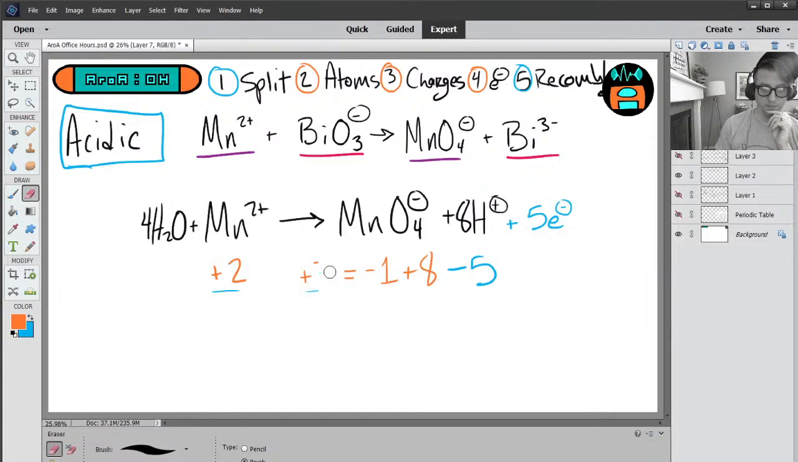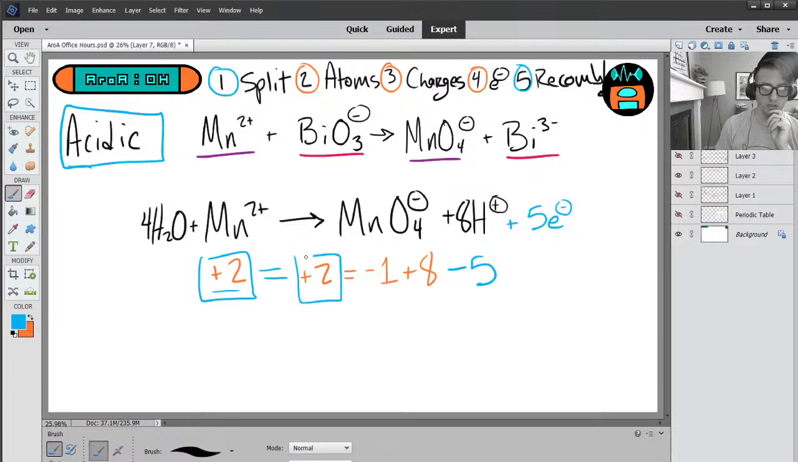it now adds up to a +2. And now the total charge on both sides of this equation is equal. We haven't experienced a change in charge. So we have, at this moment in time, balanced the atoms and charges for the manganese half reaction. We need to do the same thing for the bismuth half reaction.